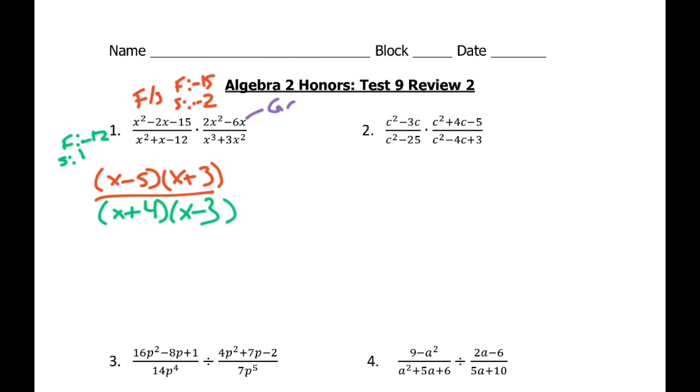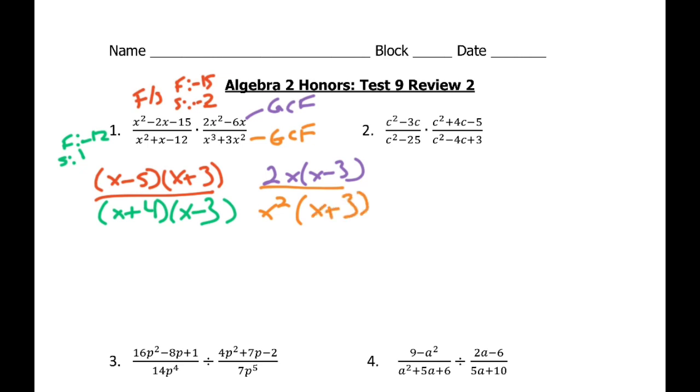Top right is a GCF. We're going to factor out our greatest common factor. That would be a 2x, and we're left with an x minus 3. And the bottom right is also a GCF. X squared can go into both of those, and I'm left with an x plus 3.